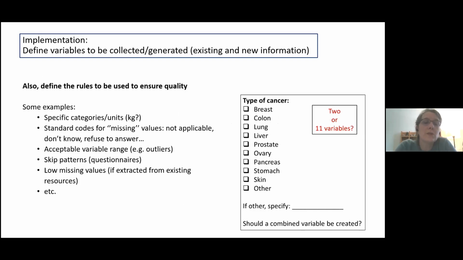Now, the other thing that you need to think of is to define the rules for ensuring the quality of the information. What are the units? Is it kilograms or pounds? Do you need to have categories, for example, for don't know and refuse to answer? Will you need those categories for all of the questions addressed? What is the acceptable variable range? Like a person with 2.5 meter height, is it acceptable for you or not?